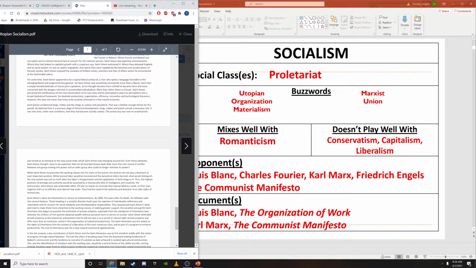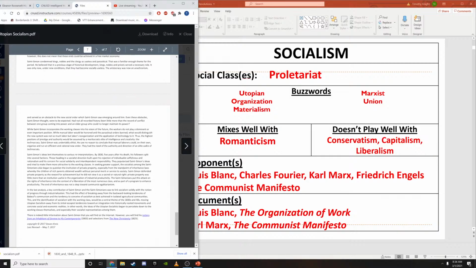Thus, the highest position of prestige and authority would be assumed by a meritocratic elite of intelligence and creativity, the technocracy. Saint-Simon was undeniably elitist. He saw no reason to conclude that manual laborers could, on their own, organize and run an efficient and rational new order. They had the need of the authority and direction of an elite cadre of technocrats.